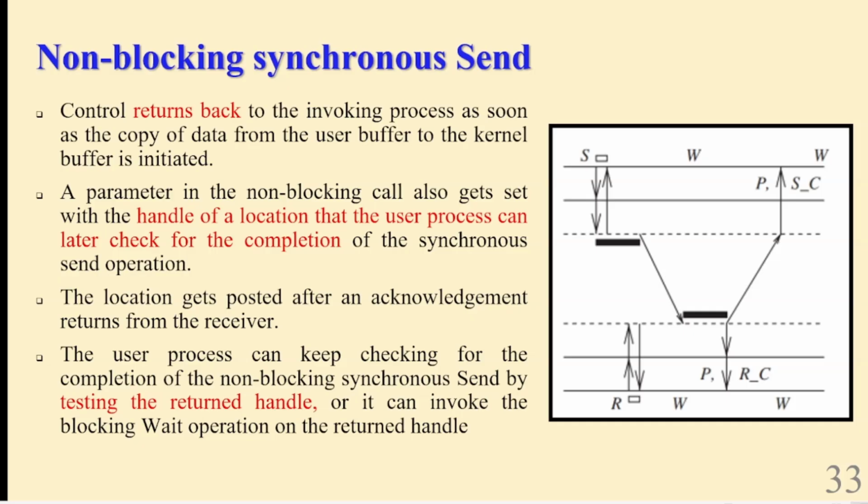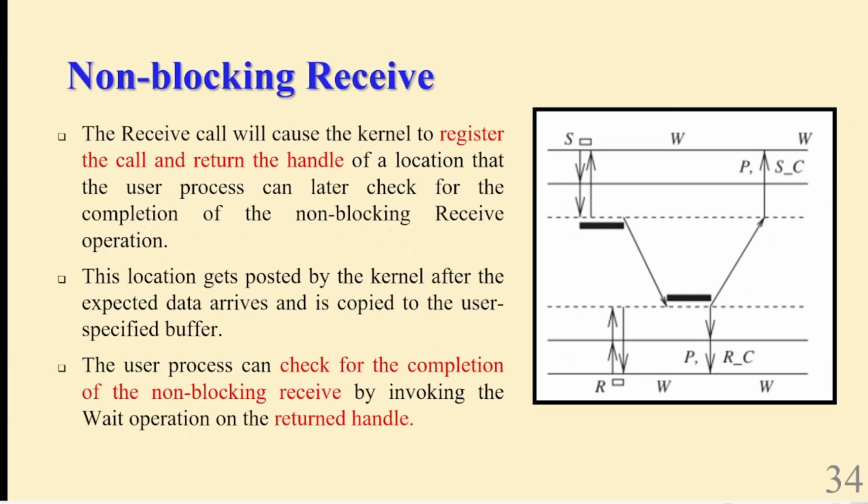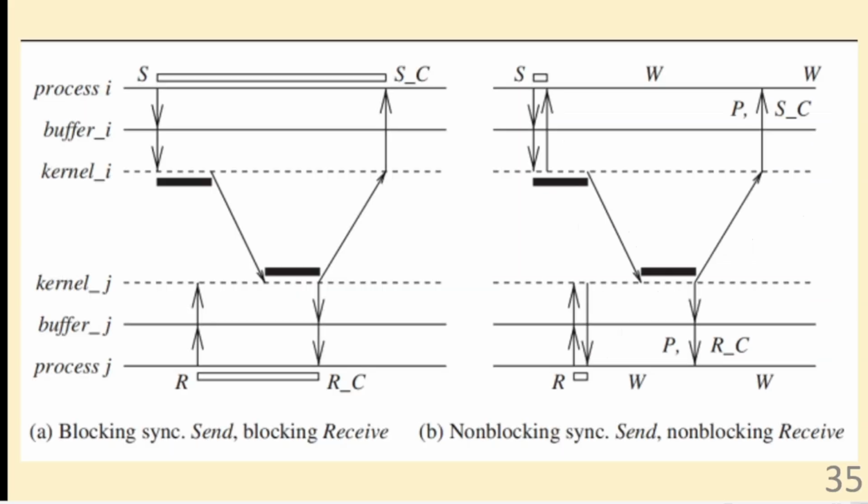Here P is the completion of a previously initiated non-blocking operation, and W means the process may issue a wait to check completion of the non-blocking operation. The control will return once the process is invoked. Similarly, you will have non-blocking receive also. Here the receive call will cause the kernel to register the call and return the handle. The user process can check for completion of the non-blocking receive by invoking the wait operation on the returned handle. This is the figure for blocking synchronous send, blocking receive, non-blocking synchronous send and non-blocking receive.